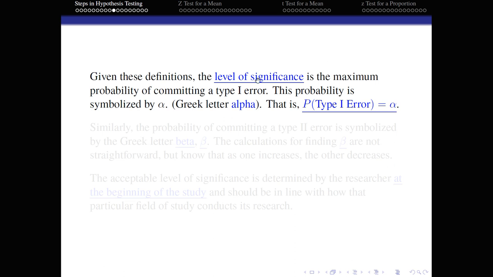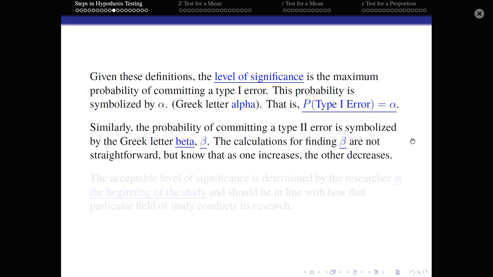So the level of significance, we already talked about like a 95% confidence interval where there's a 0.05 chance of an error. That's what we're talking about. The 0.05 chance of an error is a 0.05 chance of a type 1 error. And again, we call this alpha. So the probability of a type 1 error is that alpha.